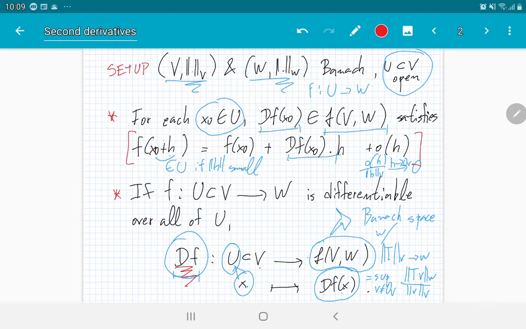We can talk about the derivative of this function. And of course, the derivative of the derivative is the second derivative. So all I'm saying is that I'm allowed to speak of the second derivative simply because the derivative itself, in this case where f is differentiable over the whole of U, is a map from U contained in a Banach space to another Banach space.